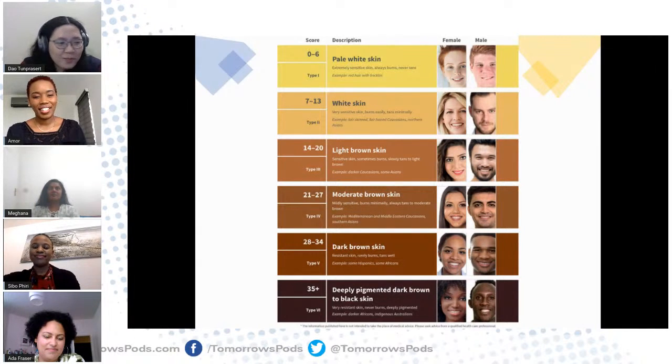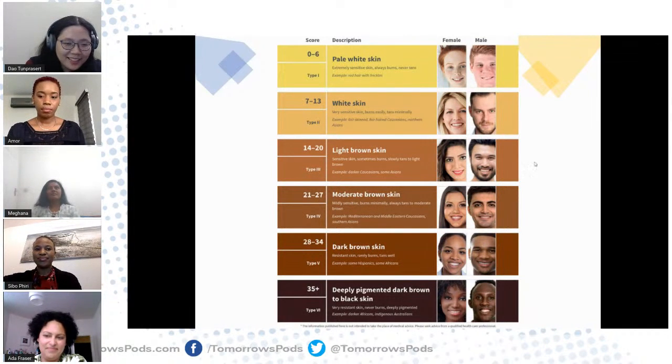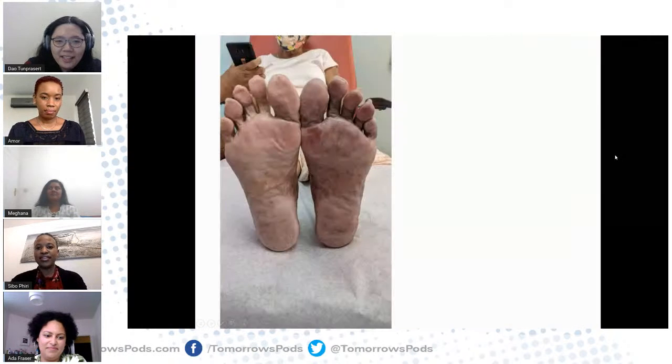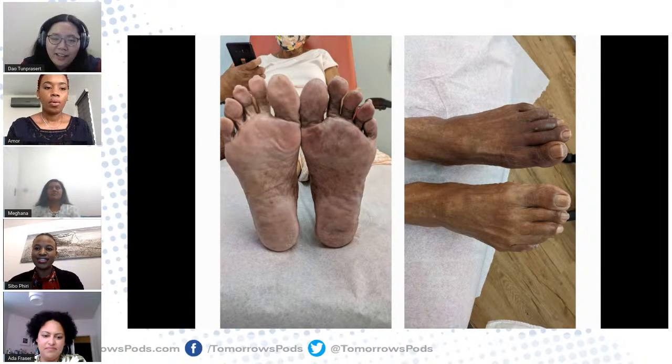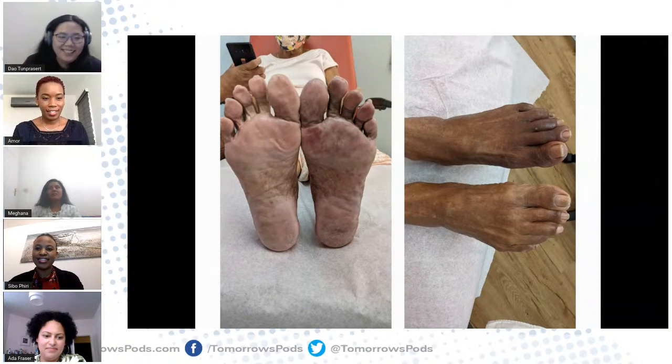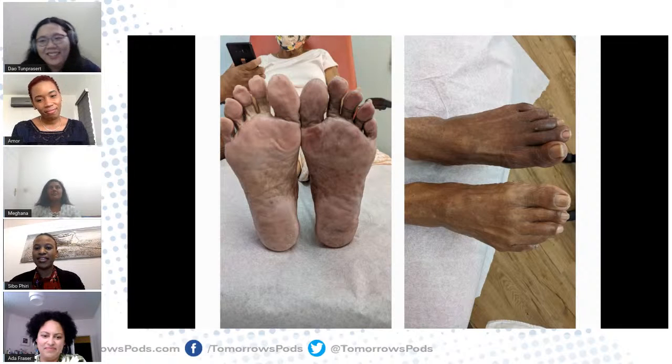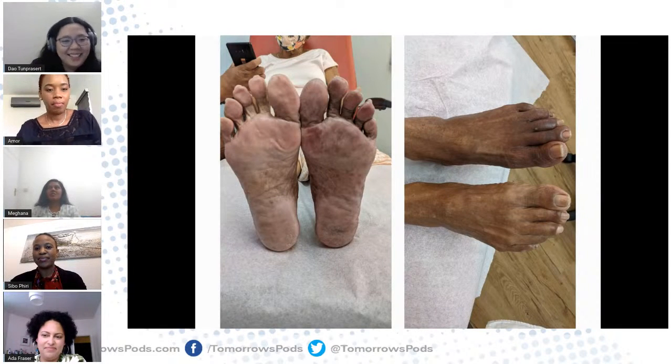All right, so now we're going to do a little bit of a guessing game, and hopefully the audience at home can join us in our guessing game here as well. All right, so let's start with these two pictures. Okay. What do you think is wrong with these feet? Can you describe something that you see, or what do you think they are?